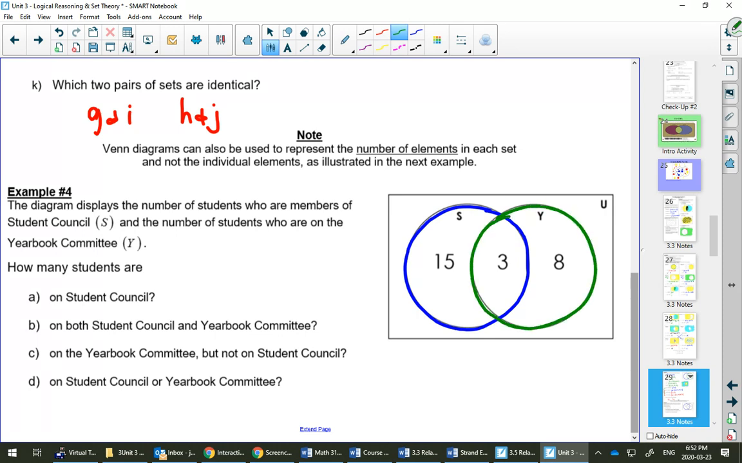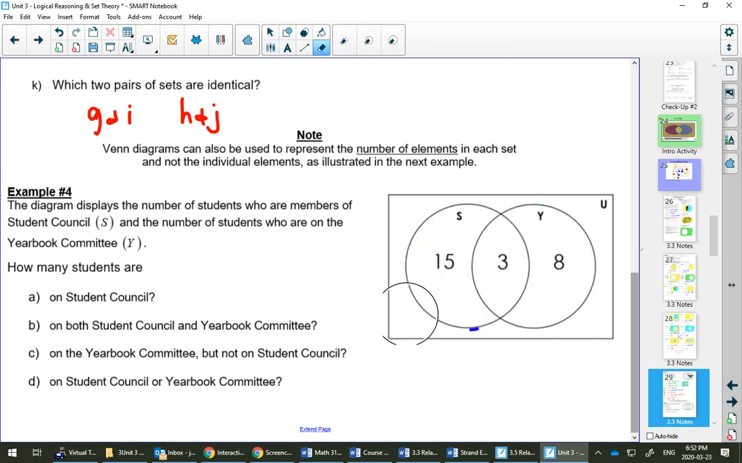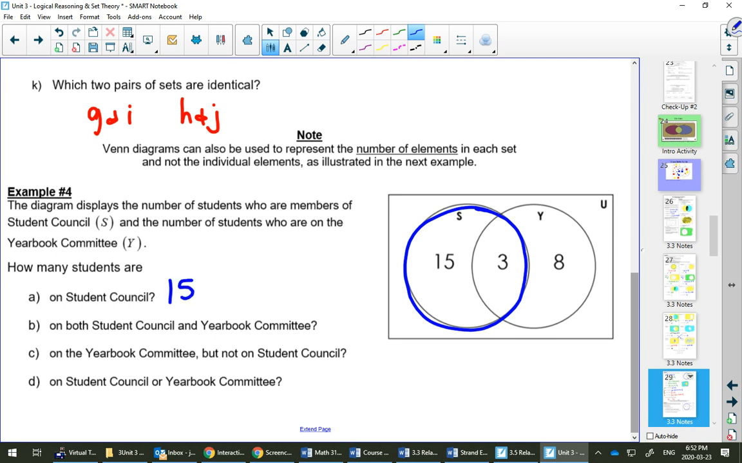And notice there's an overlap in the middle. That would be our students who are on both student council and yearbook. So it says how many students are on student council? Well, student council, I'm just going to erase these here. Student council is all of the students that are inside this blue circle. There's a tendency for us just to say 15, but in the entire circle we have 15 plus 3, which is 18 students. So there's 18 students on student council. Now how many are on both student council and yearbook? That's going to be our overlap, which is 3. If I had asked you how many were on the yearbook committee, it would have been 3 plus 8, which is 11.